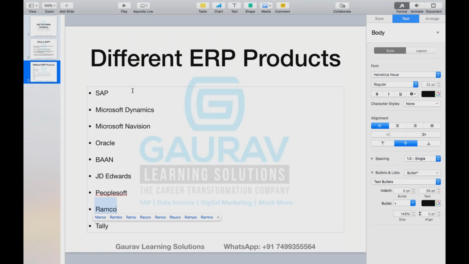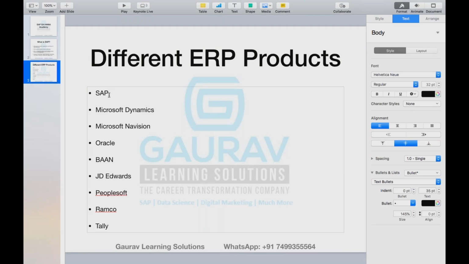Okay, so these are the different ERP products which are available in the market, out of which, as I told you, most of the big scale industries are using SAP. It totally depends upon the volume of the business. And again, you need to also remember one thing. When we say SAP, SAP is not only SAP S/4HANA or SAP ECC. SAP also has some other products available in the market which are suitable for the small scale industries.